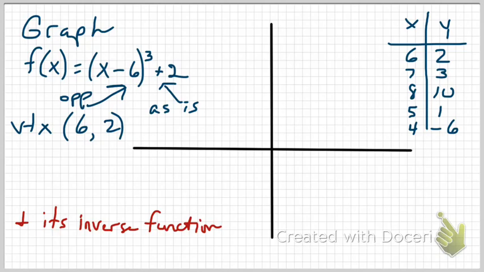Let's plot these points. 6, 2, 7, 3. We've got 8 with 10. Right around here. 5 with 1. And 4 with -6. Okay, connect them. Let's see that snake shape, characteristic of a cubic function. This snake is located to the left, to the right and above the origin.